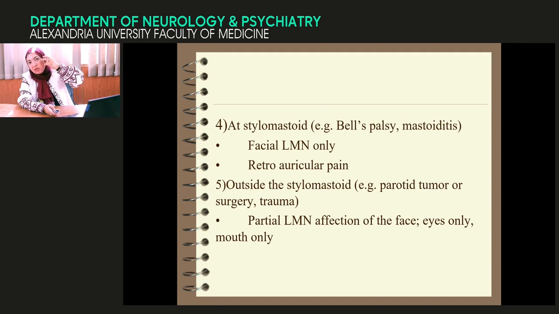Outside the stylomastoid foramen, after it exits, the nerve gives only its branches, and there may be a parotid problem. The parotid is here, the anatomical site of the parotid. There may be a space occupying lesion, or trauma, maybe someone hitting this area, or surgery in the parotid gland leading to a lesion during the surgery. It will be a partial lower motor neuron affection according to the branches affected. Maybe one muscle, maybe orbicularis oculi only, maybe frontalis only, maybe orbicularis oris, maybe zygomaticus, according to the branch of the motor muscles affected. Okay.